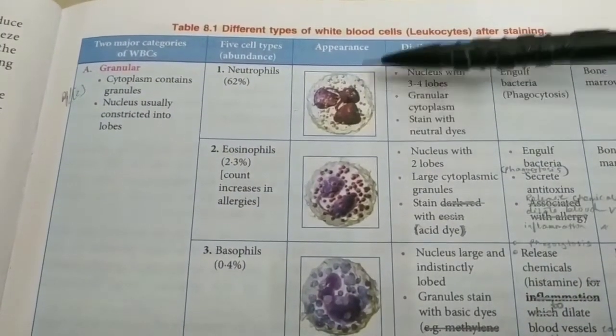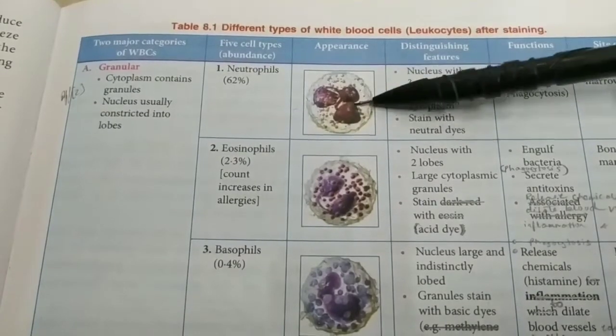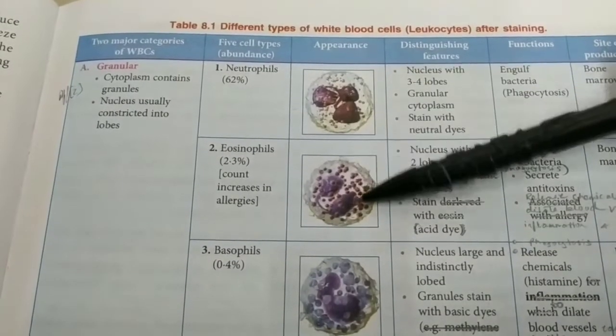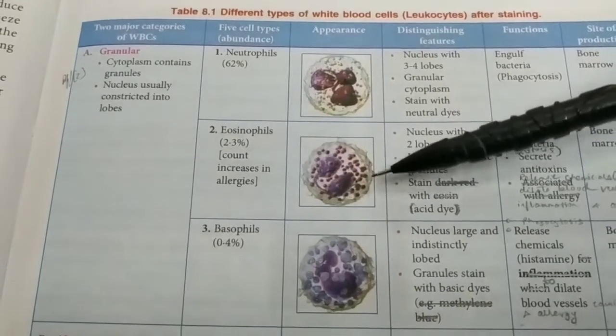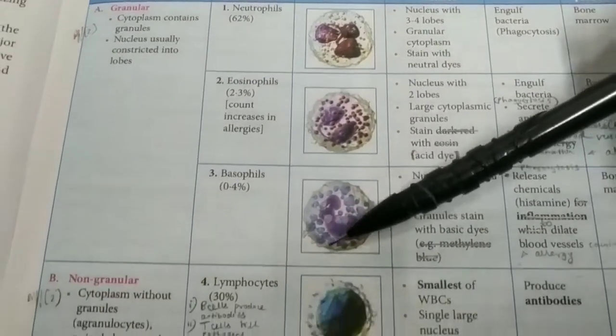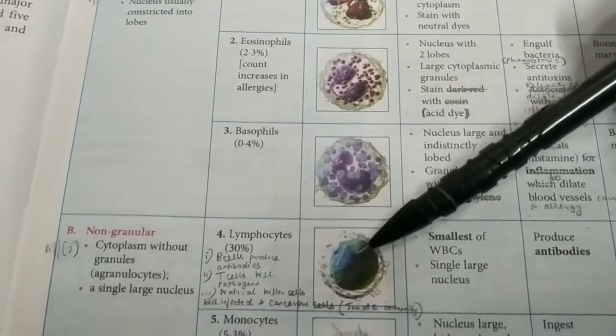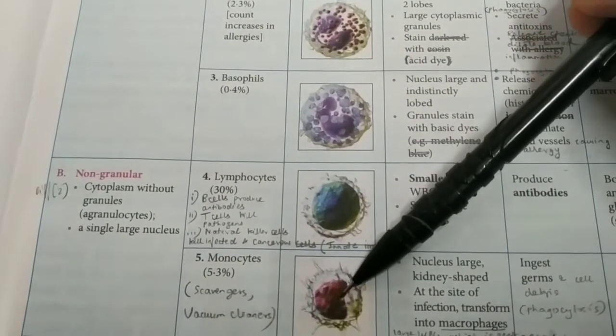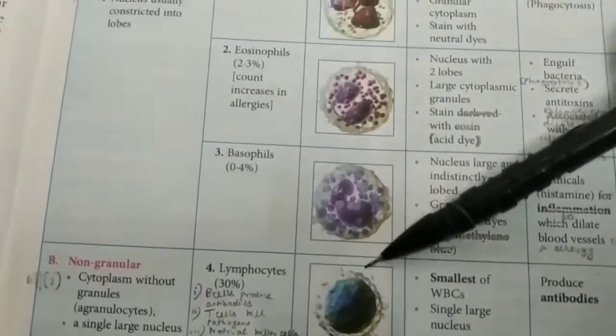They have a nucleus with three distinct lobes. Eosinophils have nucleus with two distinct lobes. Basophil is a nucleus large but indistinctly lobed. Lymphocyte has a single large nucleus, and monocyte has a kidney-shaped nucleus. So that's how you can distinguish between them, and identification can come in exam.